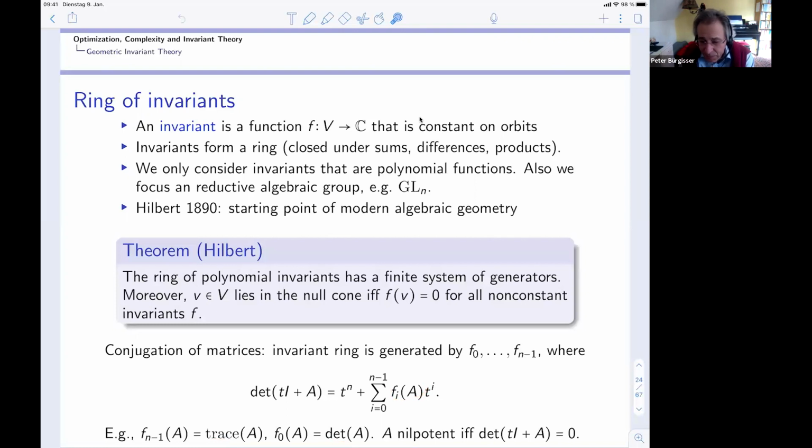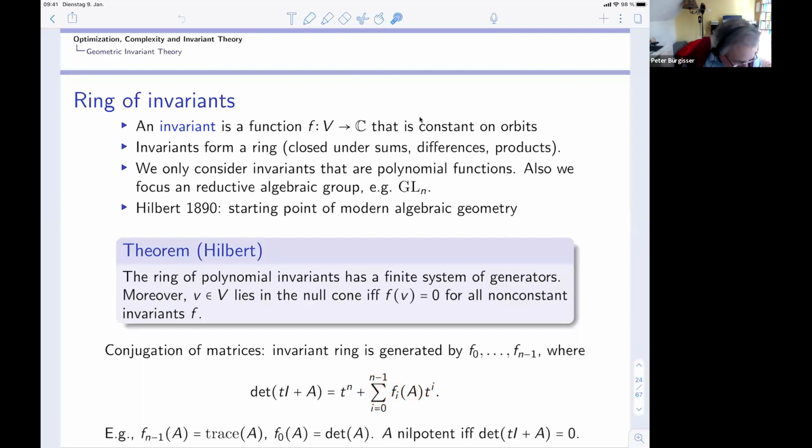So for which matrices A do all invariants vanish? This is when all the coefficients vanish, so the characteristic polynomial is t to the n, and this is exactly the case for the nilpotent matrices. I hope now you got a little bit of a feeling for these notions.